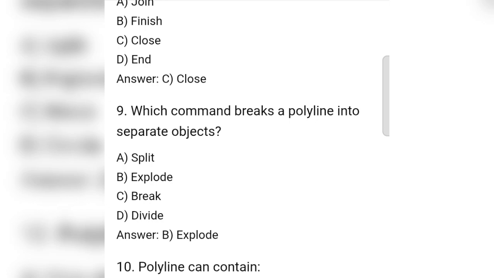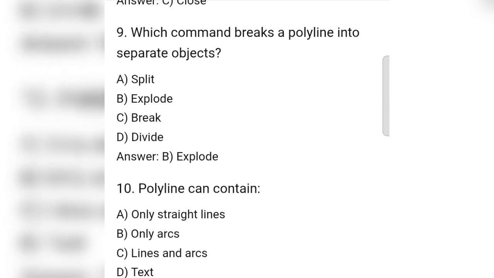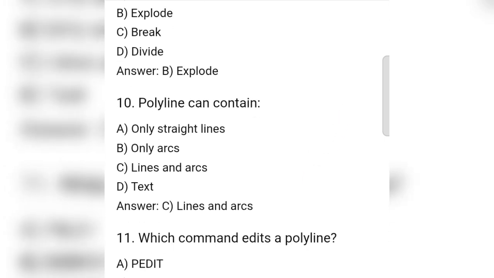Question number 10. Polyline can contain option A only straight lines, option B only arcs, option C lines and arcs, option D text. Answer is C lines and arcs. In polylines, lines and arcs are both used for drawing.